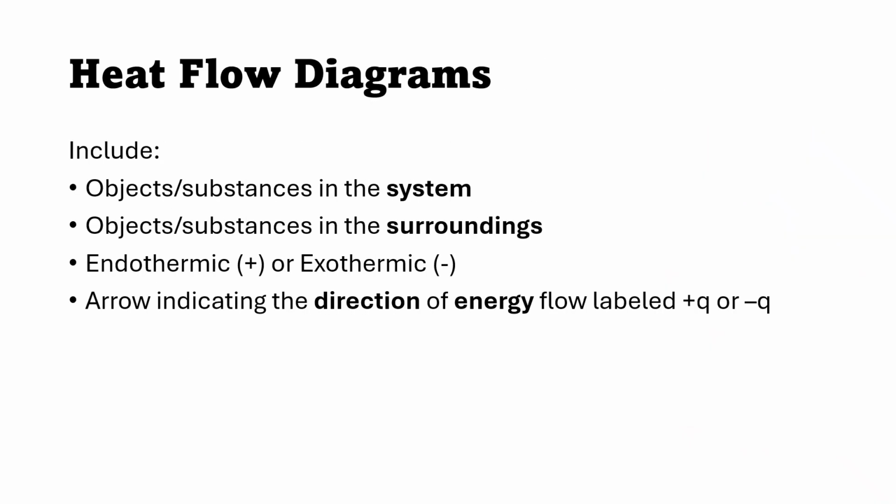So what we need to include in a heat flow diagram is the objects or substances that are in the system. We're going to add those in. We are going to list any objects or substances in the immediate surroundings. Technically, everything in the universe is a surrounding, but we're going to narrow it down to what's next to our substance. And then we're going to label if it's endothermic or exothermic.